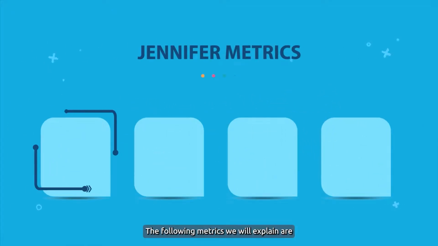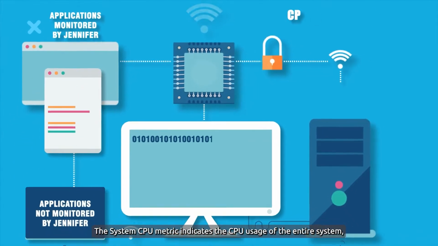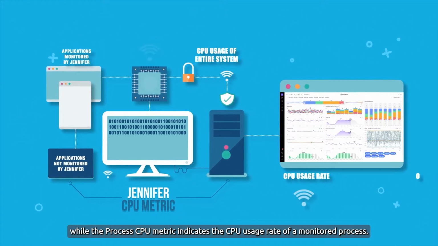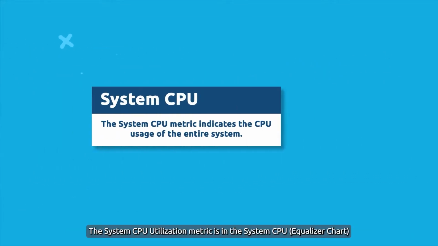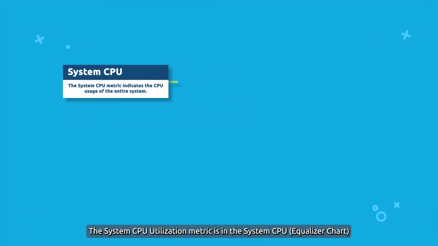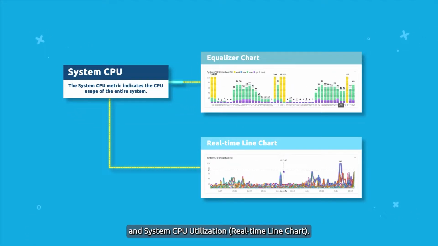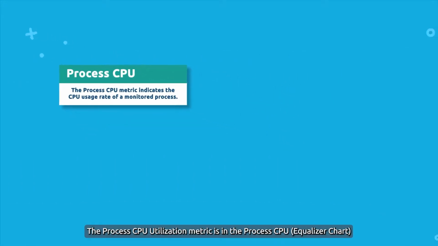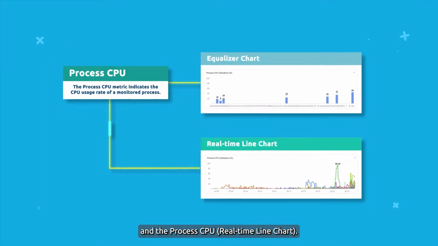The following metrics we will explain are the system and process CPU utilization metrics. The system CPU metric indicates the CPU usage of the entire system, while the process CPU metric indicates the CPU usage rate of a monitored process. The system CPU utilization metric is in the system CPU equalizer chart and system CPU utilization real-time line chart. The process CPU utilization metric is in the process CPU equalizer chart and the process CPU real-time line chart.